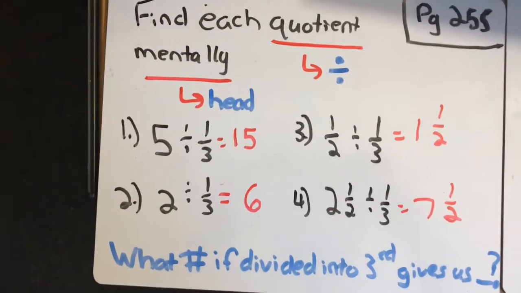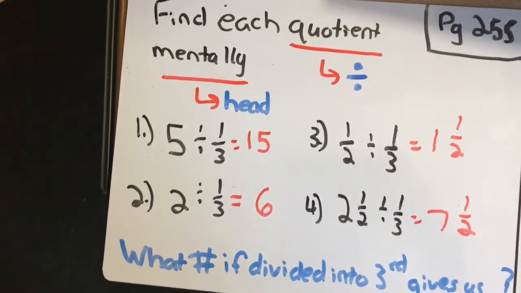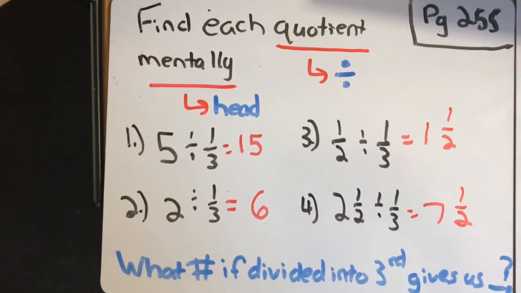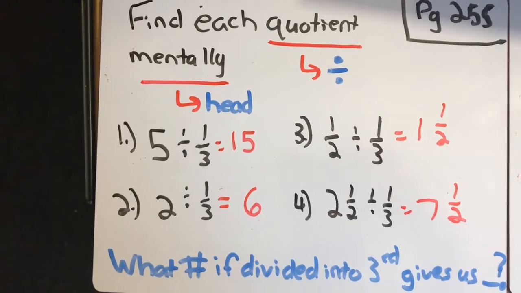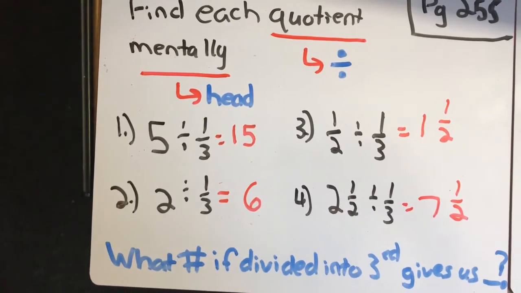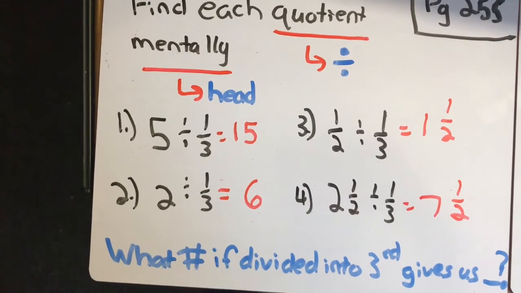Let's see how you did. For the first one, you should have 15. For number 2, you should have 6. For number 3, you should have 1.5 or 3/2. For number 4, you should have 7.5 or 15/2.